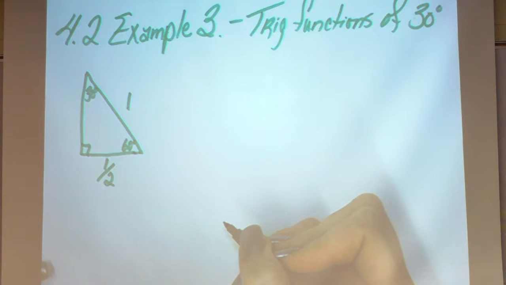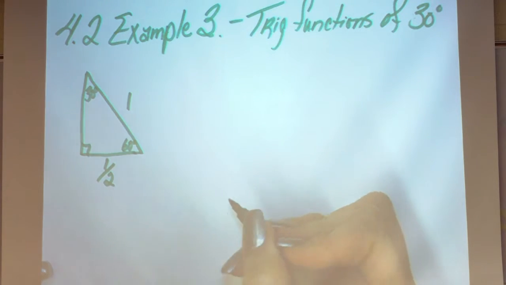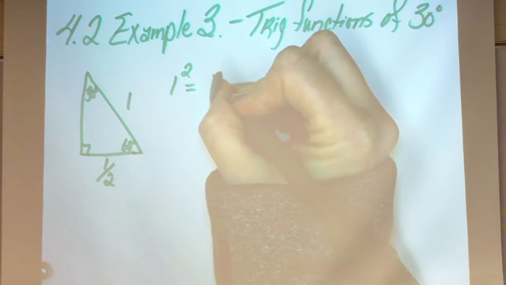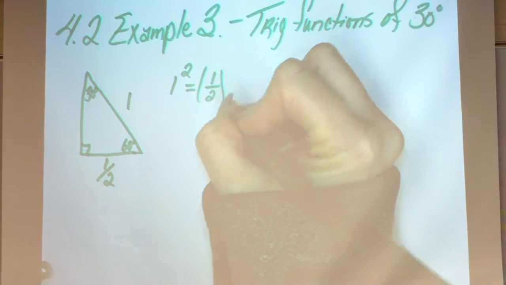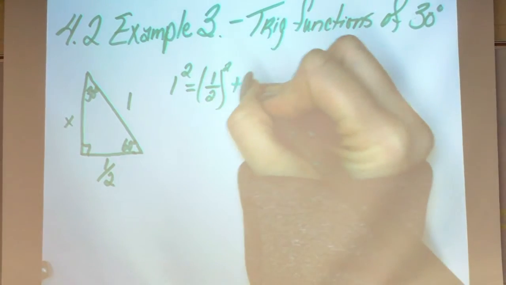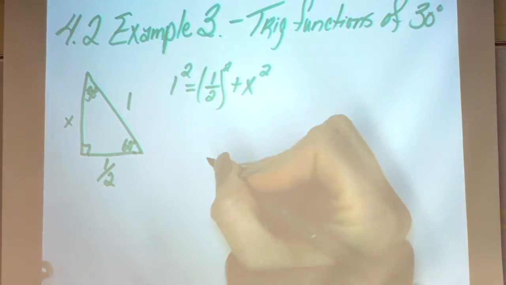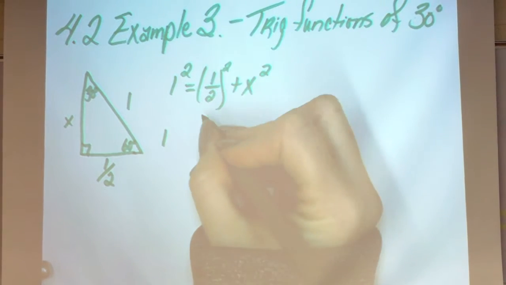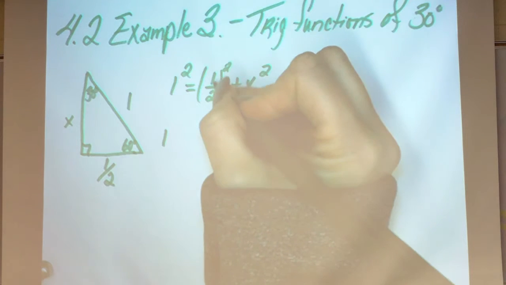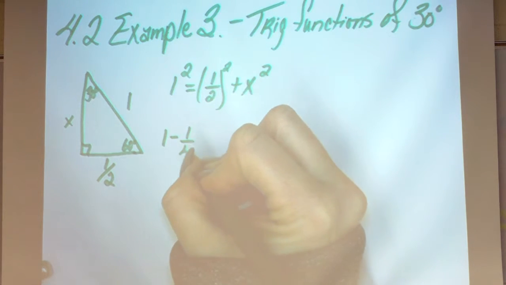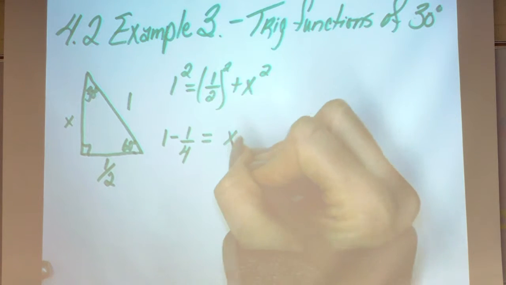Now I can use the Pythagorean theorem to find the remaining side. So I know that 1 squared will be equal to 1/2 squared, and we'll call this x, plus x squared. Okay? So 1 squared is 1. 1/2 squared would be, you have to square top and bottom, so it would be 1/4. So I'd have 1 subtract 1/4, and that would be equal to x squared.